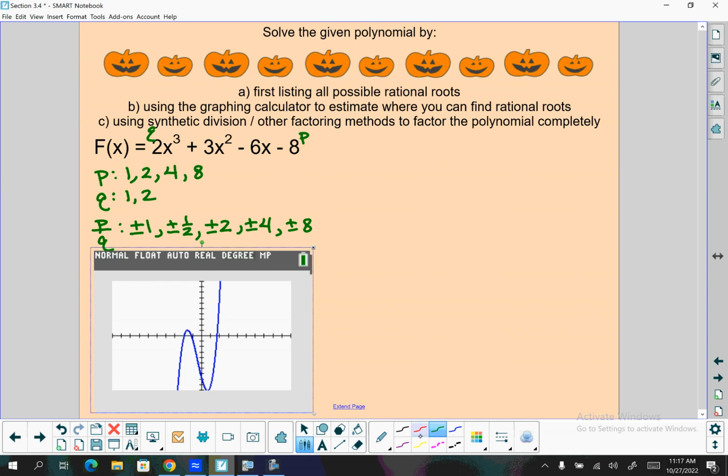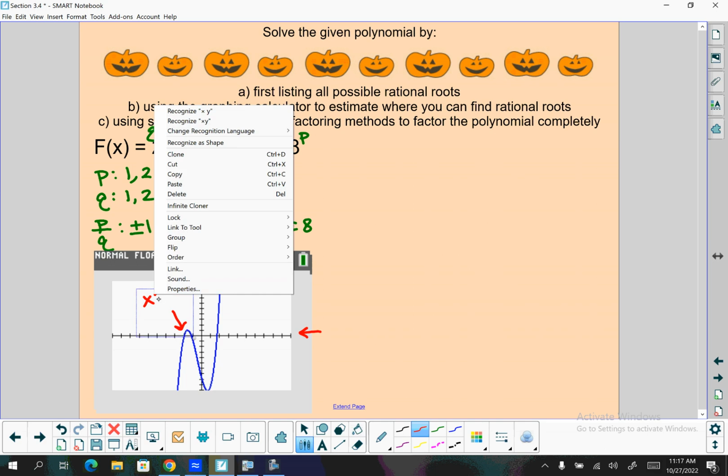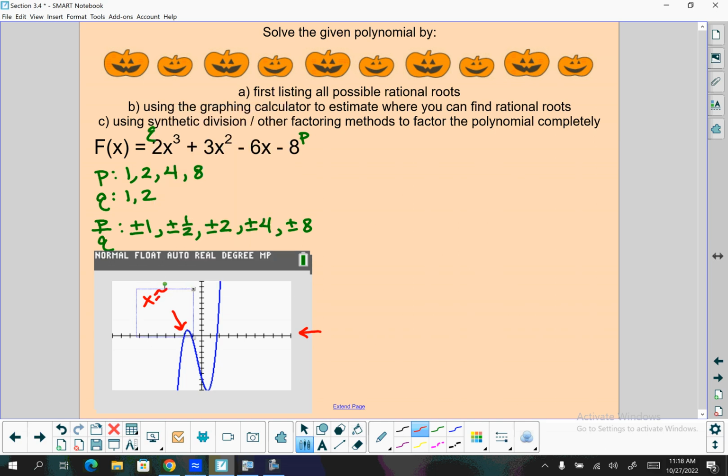All right. So what we want from this graph is to compare our P over Q list to my zeros, my x-intercepts. P's and Q's are possible zeros. So we're looking at these fractions and whole numbers and deciding, could any of those numbers be x-intercepts on this graph? For example, for this one, it looks like x is approximately at -2 there. The other ones, maybe -1.